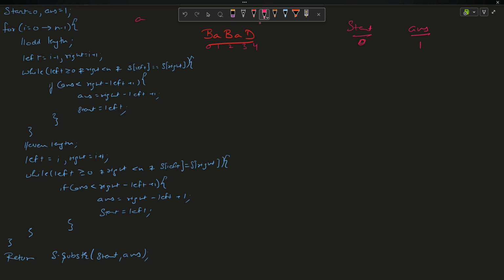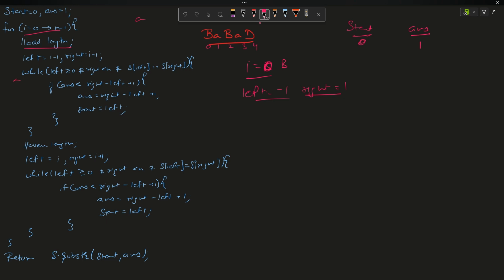That is, start is 0. Now I will go for each index from 0 to n minus 1. My I is currently 0, that means I am at character B. For odd length, left will become I minus 1, that is minus 1, and my right is I plus 1, that is 1. Now the loop says while left is greater than or equal to 0. Is this true? No, minus 1 is not greater than 0, so this loop will not work.